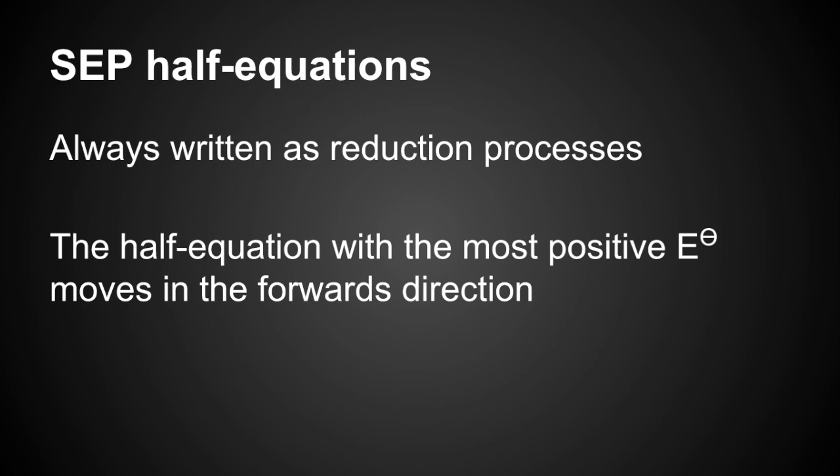Standard electrode potential half equations, they're always written as reduction processes, so there's always a gain of electrons. The half equation with the most positive electrode potential moves in the forwards direction, gaining electrons more readily than the rest.